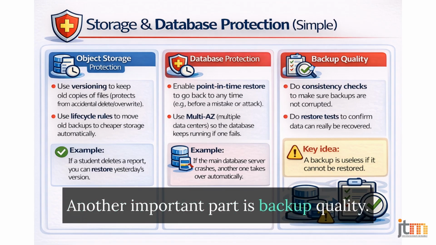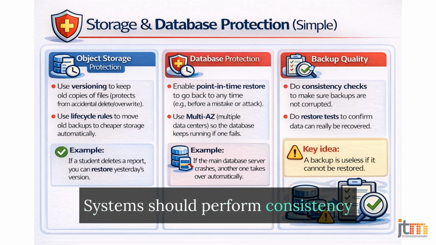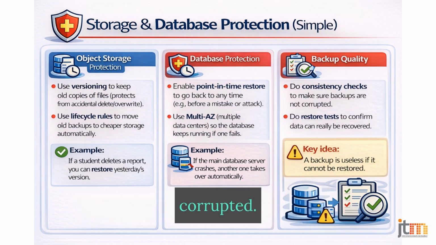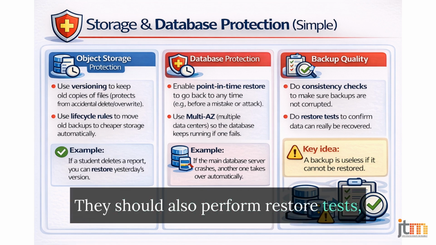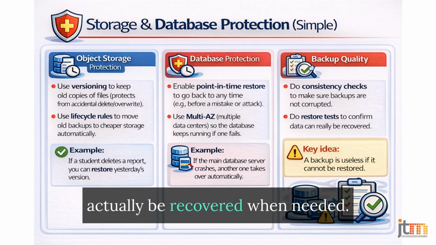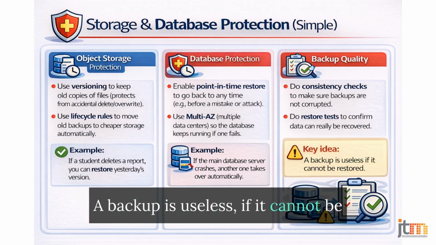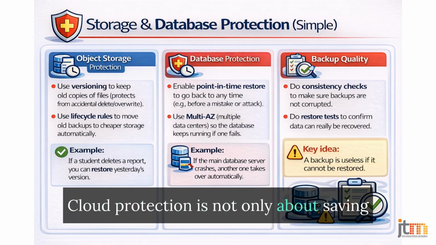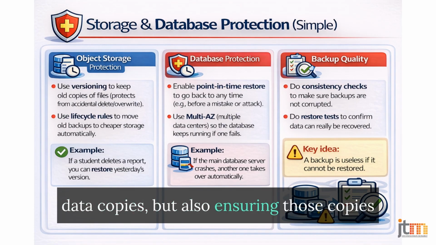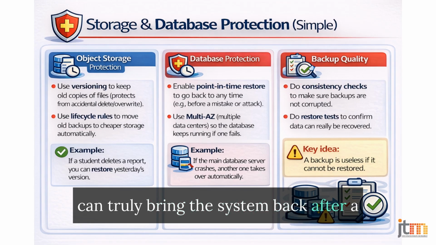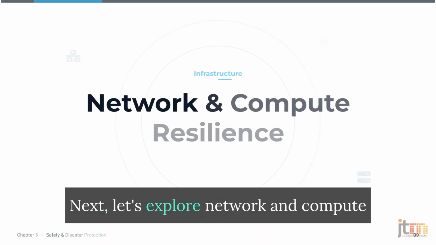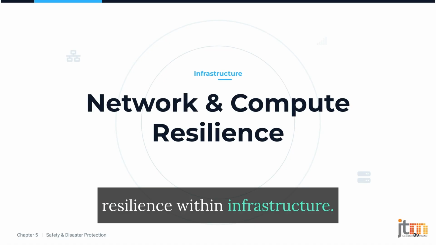Another important part is backup quality. Systems should perform consistency checks to make sure backups are not corrupted. They should also perform restore tests, which confirm that the backup can actually be recovered when needed. The key idea is simple. A backup is useless if it cannot be restored. Cloud protection is not only about saving data copies, but also ensuring those copies can truly bring the system back after a problem. Next, let's explore network and compute resilience within infrastructure.